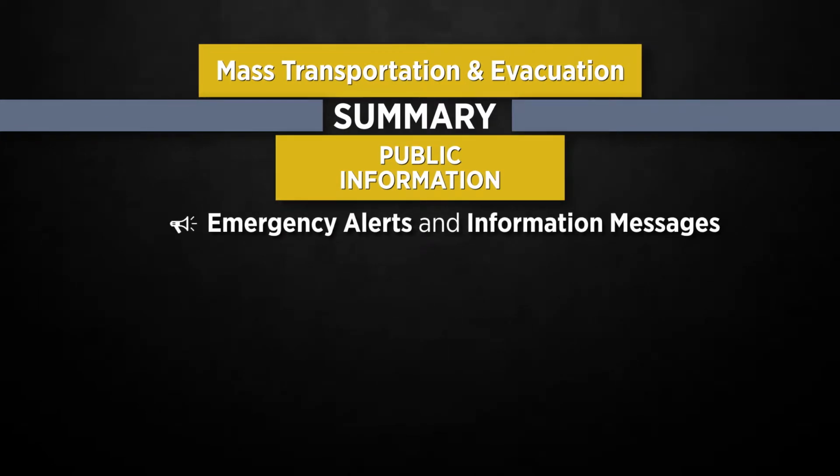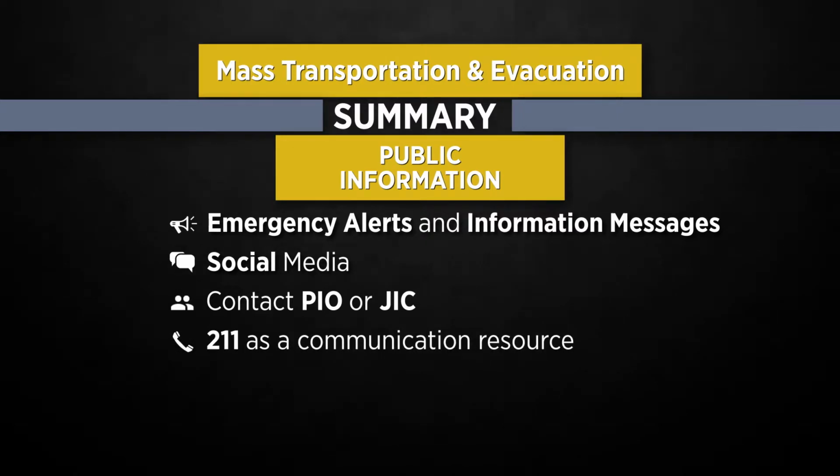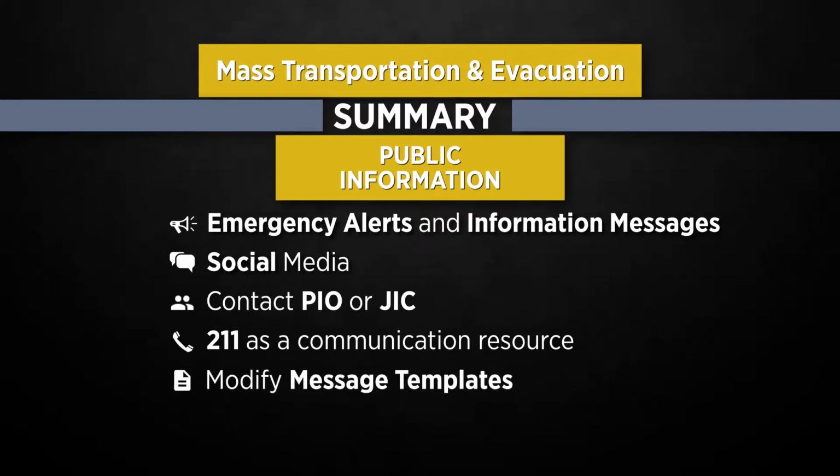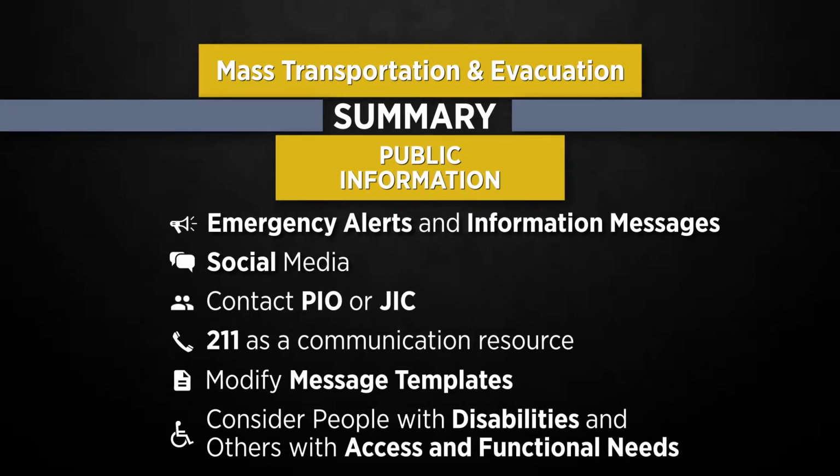Emergency alerts and information messages are two common categories of communication with the public. Social media is expected to be heavily used to share immediate information to the public. Contact the PIO and the JIC to coordinate critical messages. Utilize 211 services to convey important public messages. Locate message templates and modify pre-scripted messages as appropriate. Consider communication for people with disabilities and others with access and functional needs.